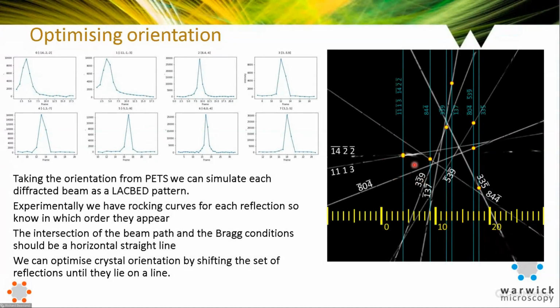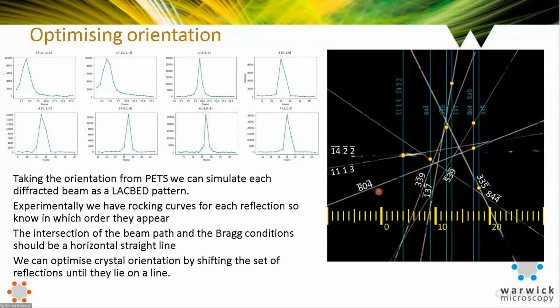And so if we know, for example, that these two reflections appeared in frame 4, and then this appeared in frame 9, and then this reflection appeared in frame 12, then we should be able to work out exactly where the beam path is. But you can see in this particular case, these are the frames that the reflections appeared in, and corresponding to the simulation, this is not a straight line at all. And that's because the orientation is slightly wrong. Each one of these steps here corresponds to about 0.1 of a degree. So we're a little bit off.